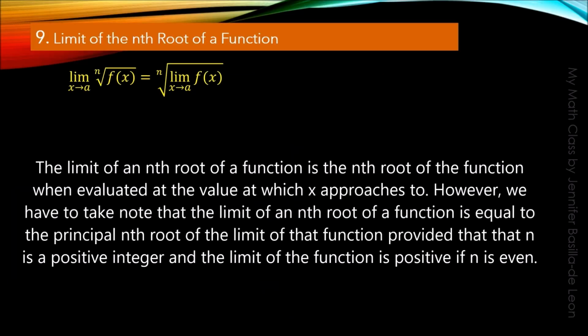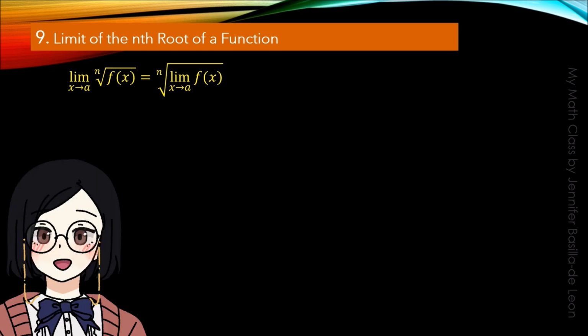The limit of an nth root of a function is the nth root of the function when evaluated at the value at which x approaches. However, we have to take note that the limit of an nth root of a function is equal to the principal nth root of the limit of that function, provided that n is a positive integer and the limit of the function is positive if n is even. Let's work on this example.